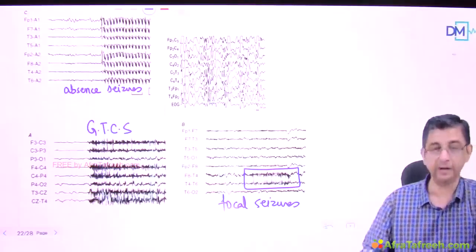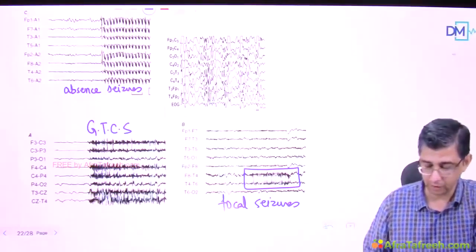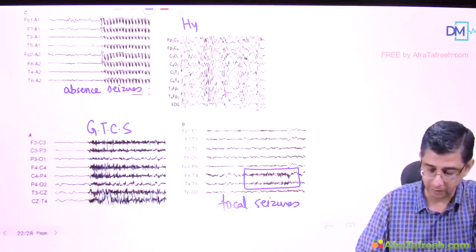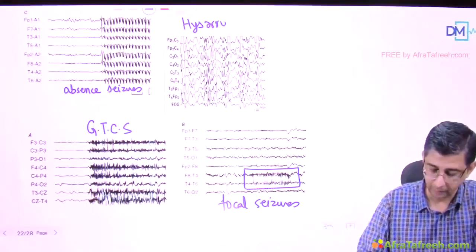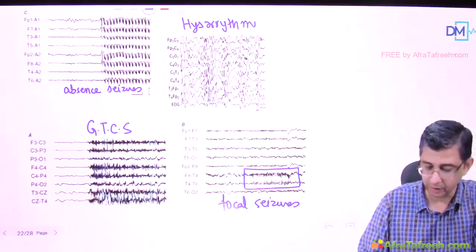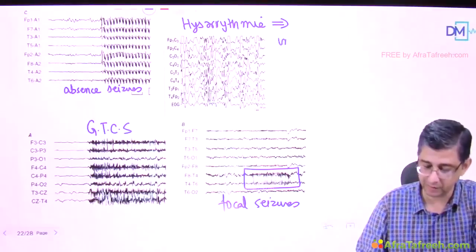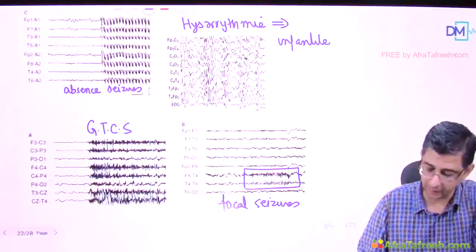On the upper right hand corner, you will notice an EEG which is very asymmetric. This pattern is called hypsarrhythmia. The first time you read it, it looks like an ECG finding, but as I've told you, this is a feature of infantile spasm or epileptic spasms.